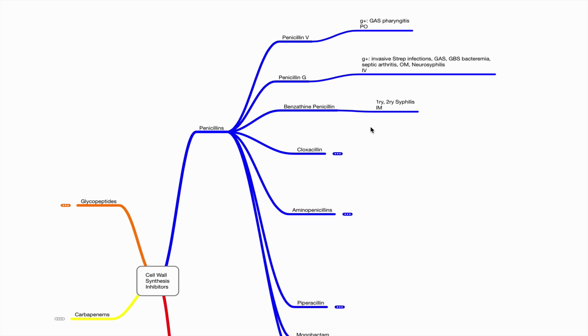Next, Benzathine Penicillin. This is an intramuscular form of penicillin that is used for primary and secondary syphilis.